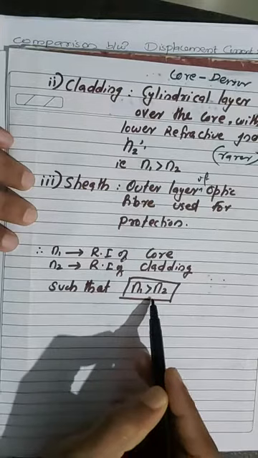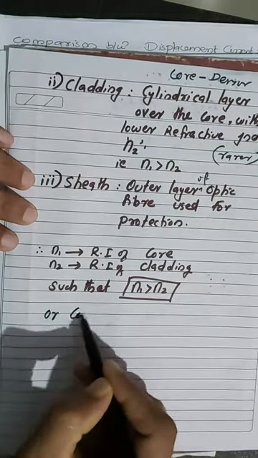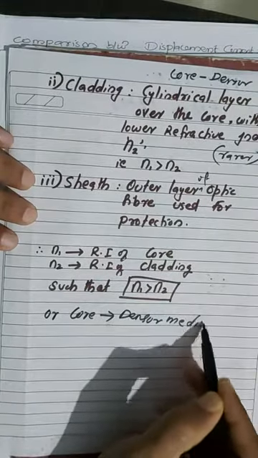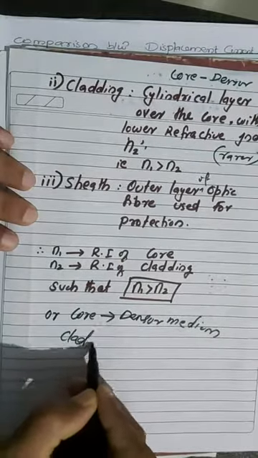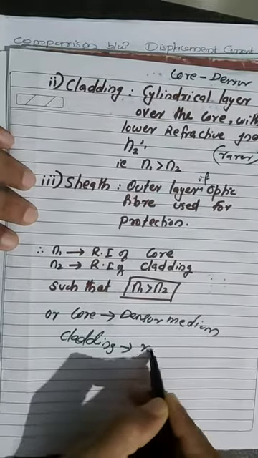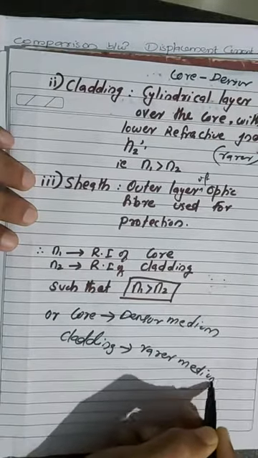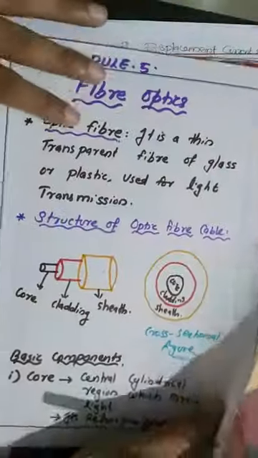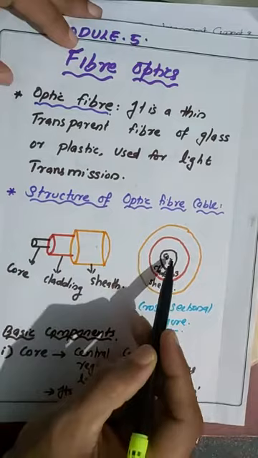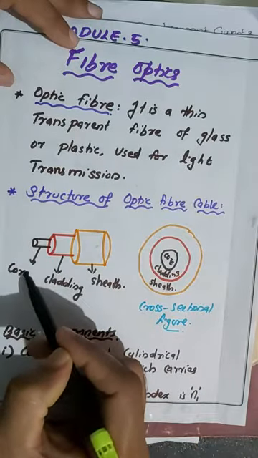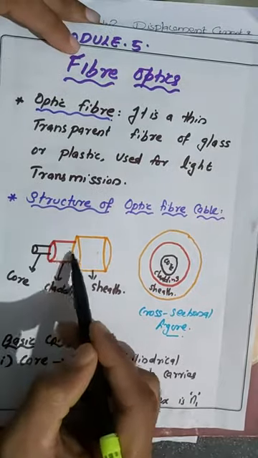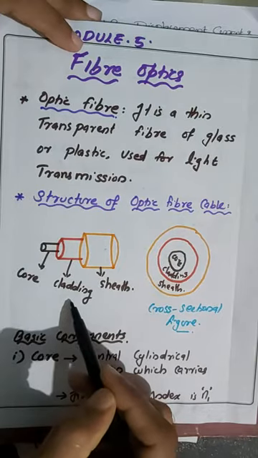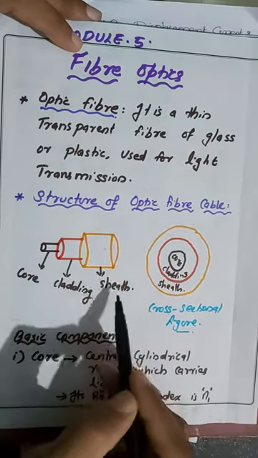Such that N1 is always greater than N2, or the core is always the denser medium and the cladding is always the rarer medium. Okay, so these are the components of optic fiber. Explaining from the figure: the central cylindrical region is called the core. Its refractive index is N1. It is a denser medium. The cylindrical layer over the core is called the cladding. Its refractive index is N2 and it is a rarer medium. And the outer layer used for protection is called the sheath.